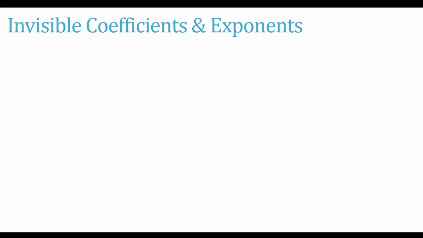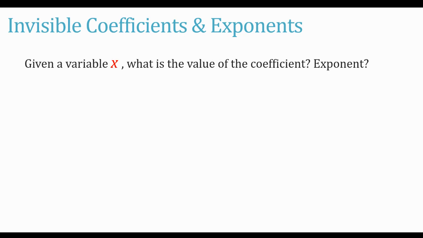Invisible coefficients and exponents. So let's review this for a second. Given a variable x, what is the value of the coefficient and the exponent? So think, if we don't have any coefficients, any numbers in front, we don't have any exponents, what are the coefficient and exponent? Hopefully you'll remember the answer is 1. So whenever there is no number in front of x, technically there's a little invisible 1, and whenever there's no exponent, there's technically a little invisible exponent of 1. Don't forget, if we have negative x, that means there's a negative 1 in front, but we still have that invisible exponent of 1.